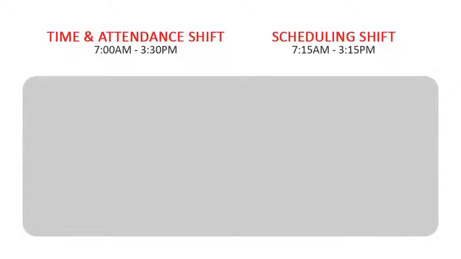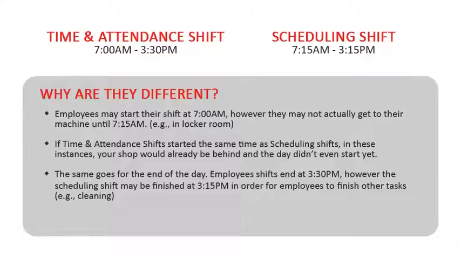In looking at the two, you may be wondering what actually makes these really different. Well, let's take a look. On most occasions, employees are scheduled to start work at 7 a.m. However, they don't end up actually working at their machines until 7:15. They could have many things they might be doing, like putting something in a locker. Hence the reason why we need to set up the scheduling shift for 7:15 a.m. If all shifts were set to begin at 7 a.m., in this event, we would already be behind on the day, and we didn't even start building a part yet.